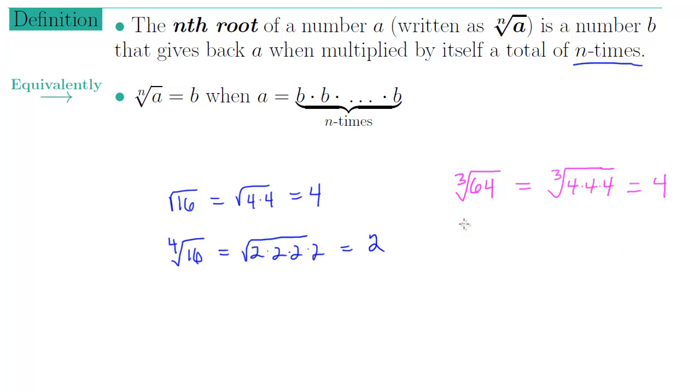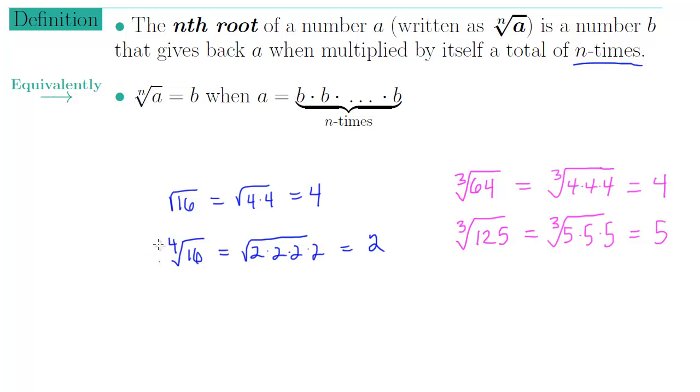When it's a 3 we call it a cube. I snuck that in there. You can do the cube root of 125. You would be looking for a group of 3 identical factors that multiply out to 125. So 5 times 5 times 5 is 125. So the cube root of 125 is 5.